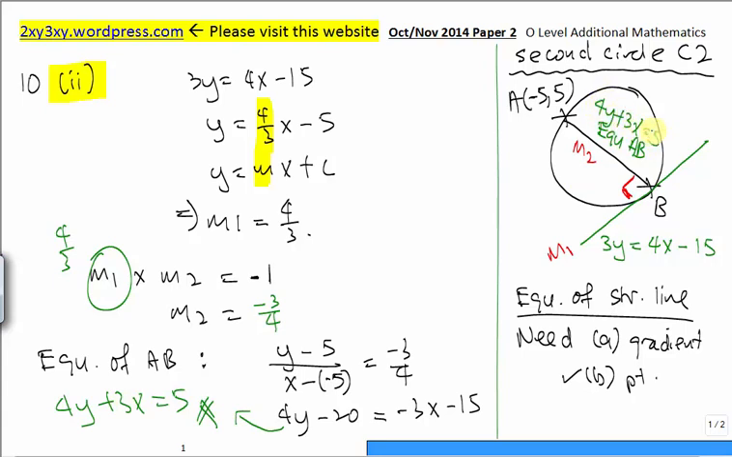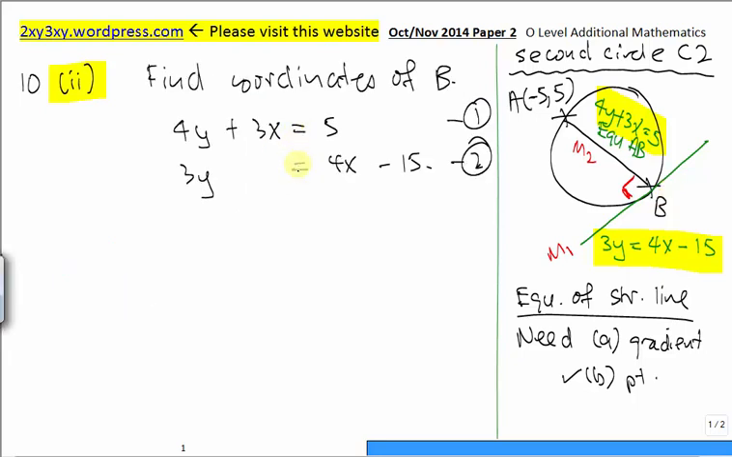Now the next thing we are asked to find is the coordinate of B. The coordinate of B is the intersection between this line and this line. So we just need to solve a simultaneous equation of this equation and this equation. The solution will be the coordinate of B. I've written down the two equations here. The solving part I will run through quickly.